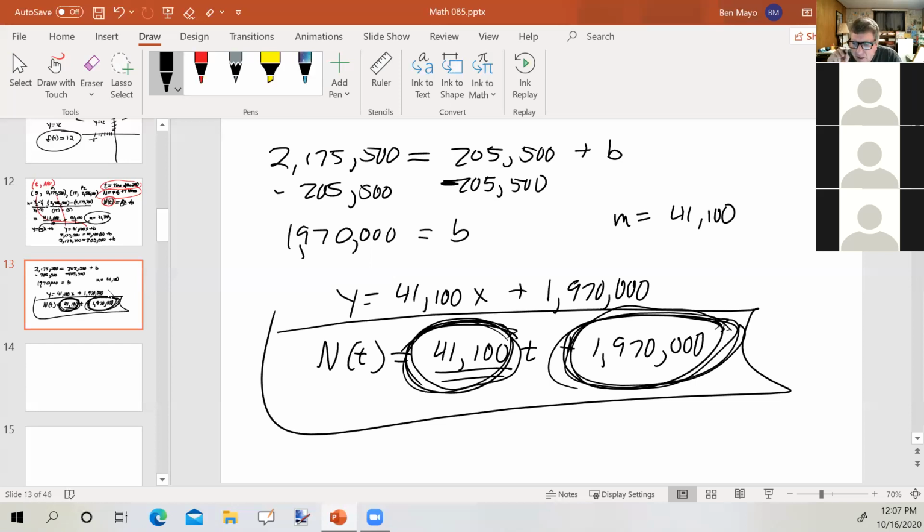Now, here's what I want you to do. I want you to use short, concise function language to tell me what they want us to find. And if you say more than about 3 or 4 words, you're saying too much. They're asking about the number of nurses in 2025. So what do they want us to find?